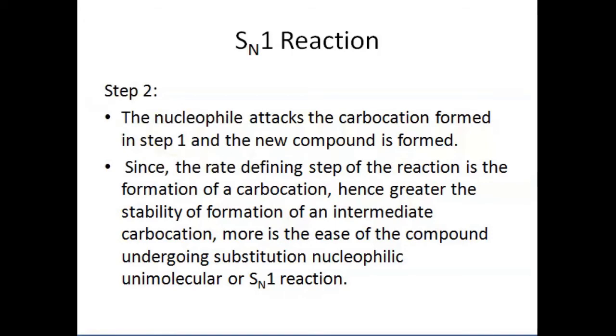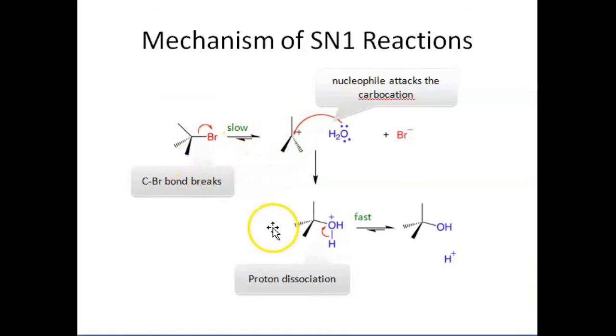If we talk about the mechanism, there is a bond between C and Br. The C and Br bond breaks and the nucleophile attacks the carbocation, and in the next step there is a proton dissociation. Hence this is the fast step and the earlier one is the slow step. Hence we say that it is a two-step reaction.